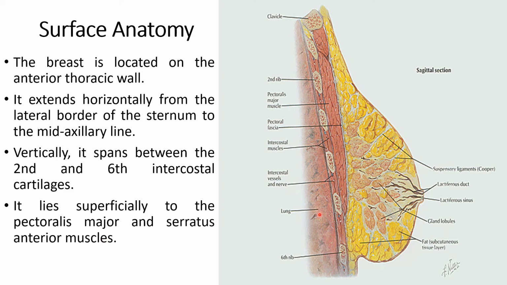In this picture, you can see that vertically, the breast tissue extends between the second and the sixth rib. Then it lies superficially to the pectoralis major muscle. This is the pectoralis major muscle, and here comes the serratus anterior muscle. So it lies anterior to the pectoralis major and serratus anterior muscles.